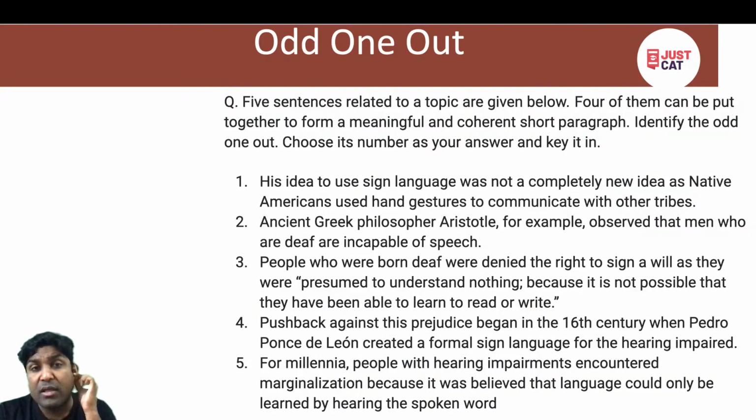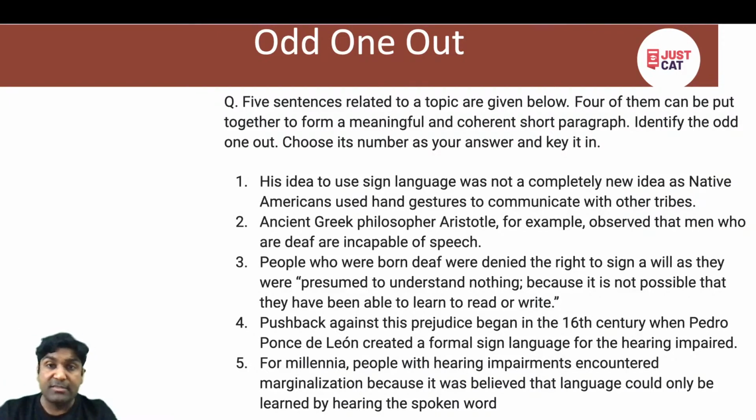which has been spoken of in the third line, that it is not possible that they have been able to read or write or learn, for the deaf people. So 4 and 3 are an exact connection. This pushback against this prejudice, which one? That people who are deaf cannot understand, they cannot read or write.